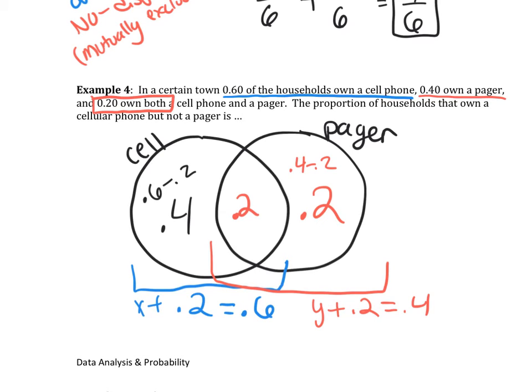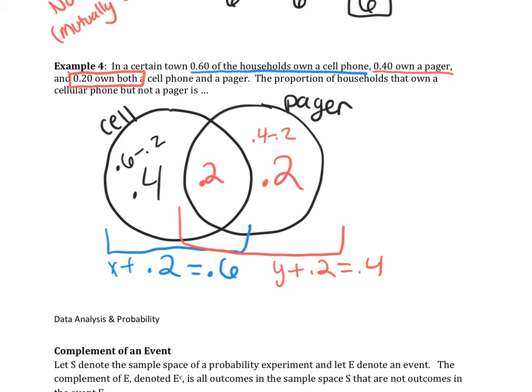So it says right here that 0.2 own both. That's why we put 0.2 in the middle. And then for a cell phone, that's 0.6, meaning this whole cell phone circle has to add up to 0.6. And we already have the 0.2 in the middle. So the leftover is the only cell phone people, which is 0.4. And then same idea for the pager.